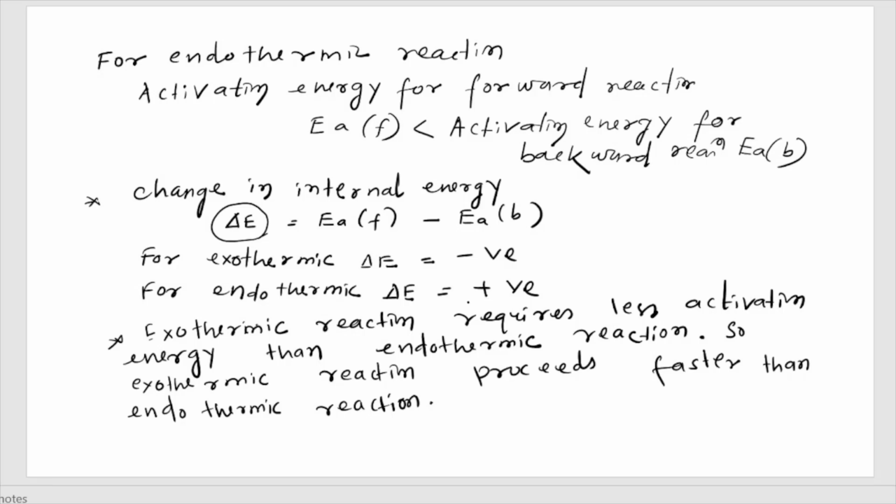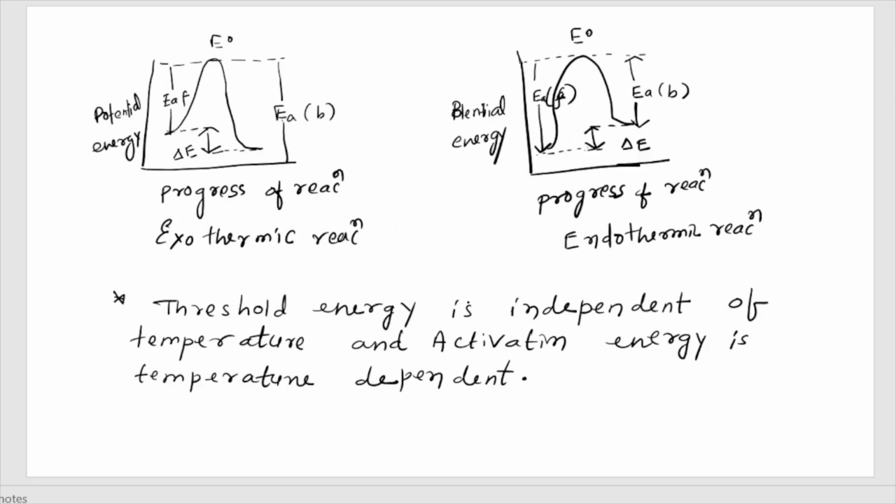So an exothermic reaction requires less activation energy than an endothermic reaction. So an exothermic reaction proceeds faster than an endothermic reaction, because here less activation energy is required. Always remember, an exothermic reaction is always faster than an endothermic one. Why? Because the activation energy of an exothermic reaction is less than that of an endothermic reaction.